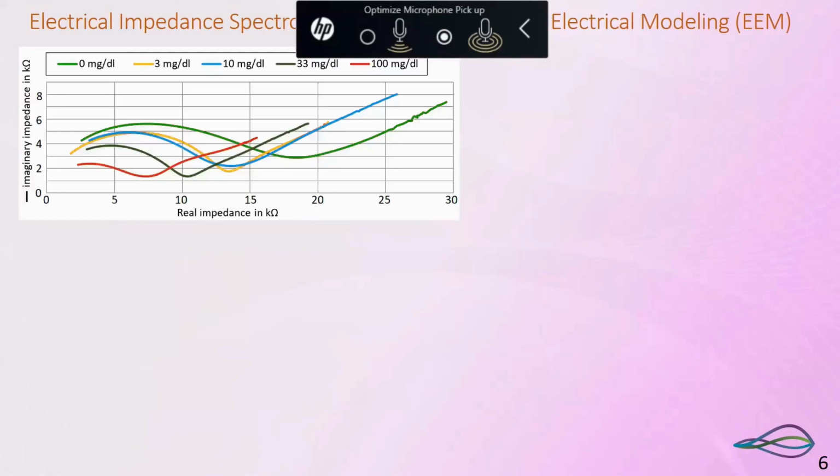So this is the typical EIS plot. We will take the Nyquist of these samples for different urea concentrations, and we will see there is a change in the Nyquist plot that can be detected. But from a graphical interpretation, it is a quite challenging task to take out the parameters from the graph.